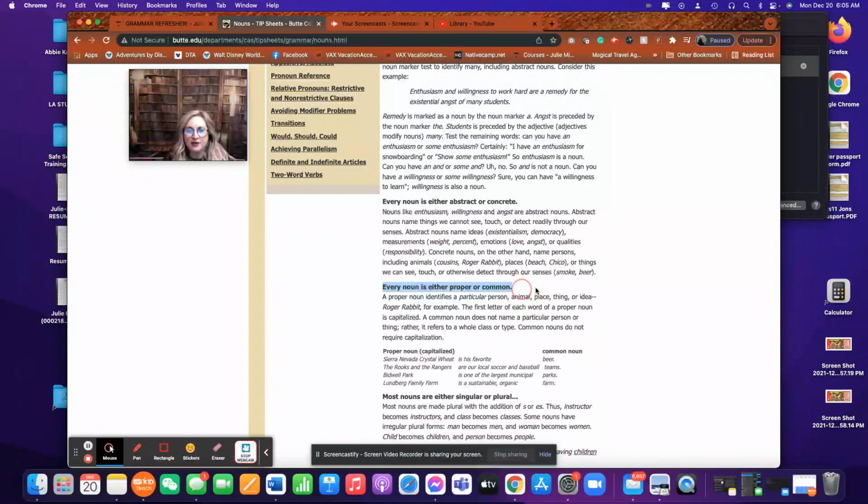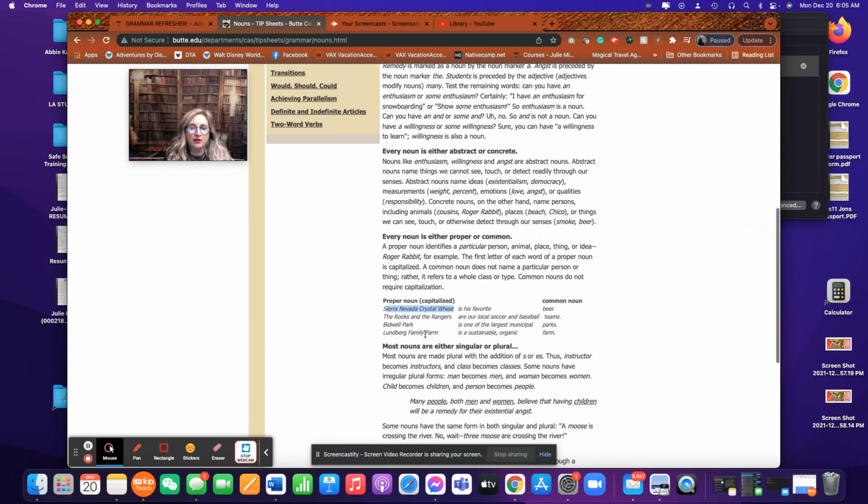Notice what this says here. Every noun is either proper or common. Every noun, proper or common. So we have a noun, maybe it's common. Often they're common, but if they are specific, they're going to be proper. For instance, capitalized words are going to be proper. The Sierra Nevadas, Rooks and Ranger, Birdwell Park, Lundberg Family Farm, anything with a name.